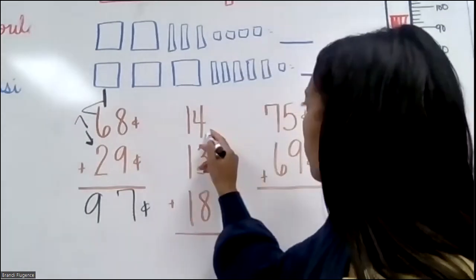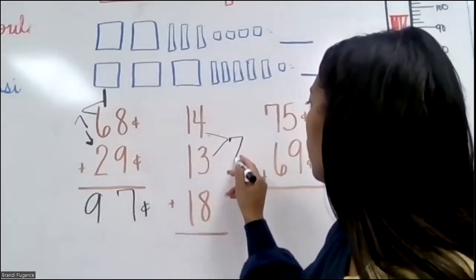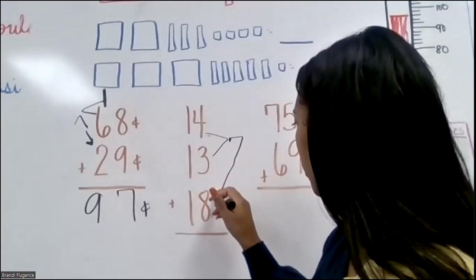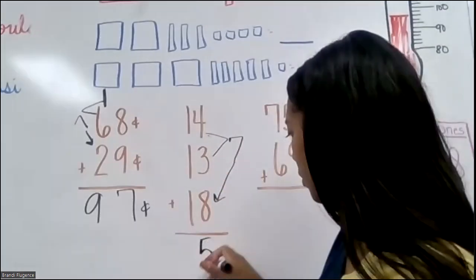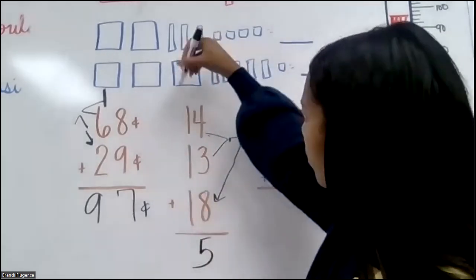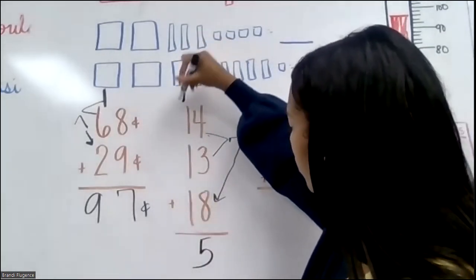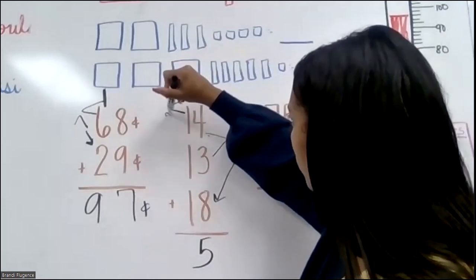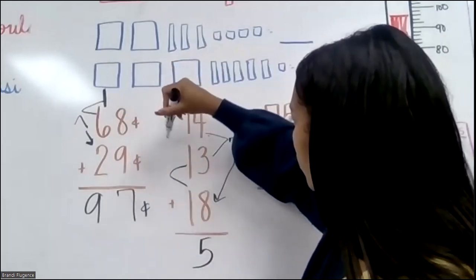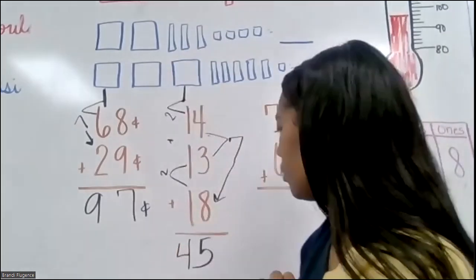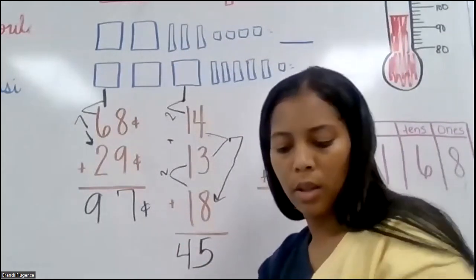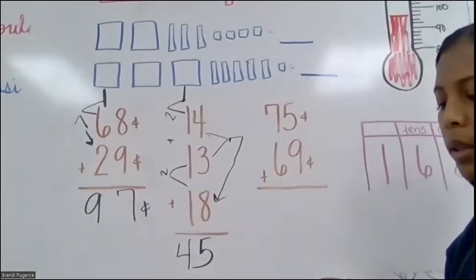4 plus 3 equals 7. 7 plus 8 equals 15. Put the 5 under the 4, 3, and 8. Put the 1 on the other side. 1 plus 1 equals 2. 2 plus 1 equals 3. 3 plus 1 equals 4. Equals 45. Good. All right, go ahead and do the last one.